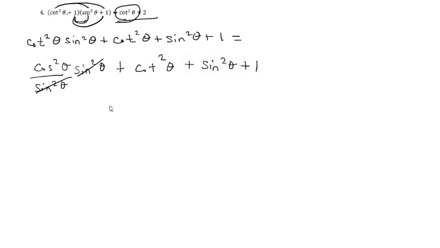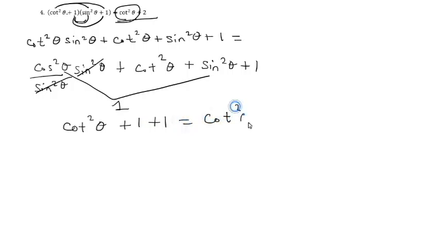Notice I get cosine squared, but then I see, oh, okay, I got a cosine squared and a sine squared. So according to the Pythagorean identity, that should be 1, right? So I'm going to replace that with 1. So now I have cotangent squared plus 1 plus 1. And here you go. Lo and behold, you get the right side. So this one wasn't that bad, but it could have been worse depending what direction you took it in.